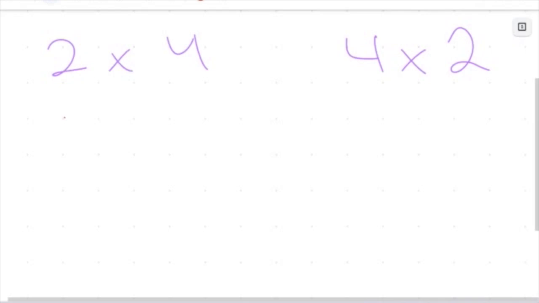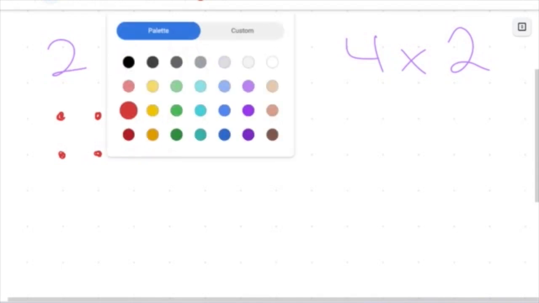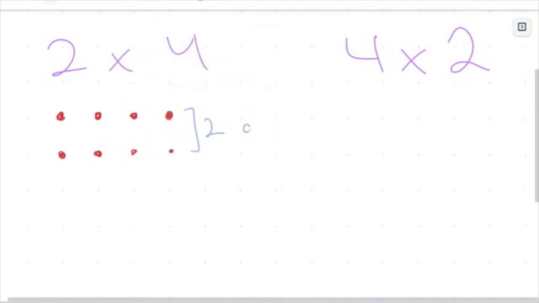Now, two groups of 4, I can write this as 1, 2, 3, 4. I've shown my 4 here, and I'm going to write another group of this. So the same thing, just down here. I have two groups of 4. And if we count how many we have here, I can count 8 here. So 1, 2, 3, 4, 5, 6, 7, 8. I have 8 here. So 2 times 4 equals 8.